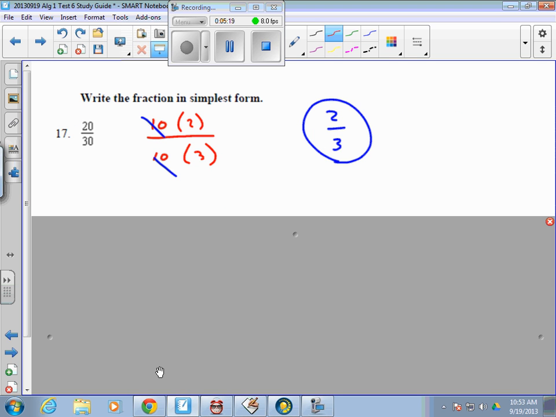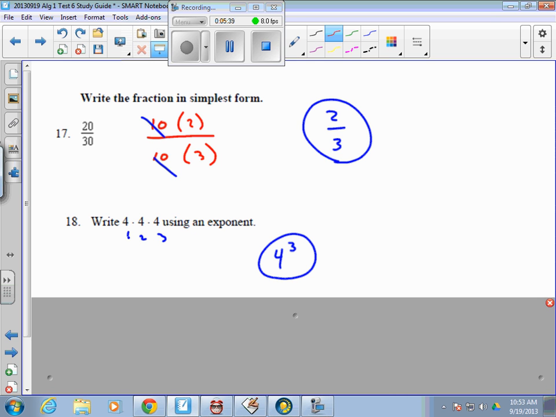17 says write the fraction in simplest form. You have 20 over 30. The number 10 is the largest number that they share, or their greatest common factor. 10 times 2 is 20, and 10 times 3 is 30. 10 divided by 10 cancels out. 2/3 is the simplest form.